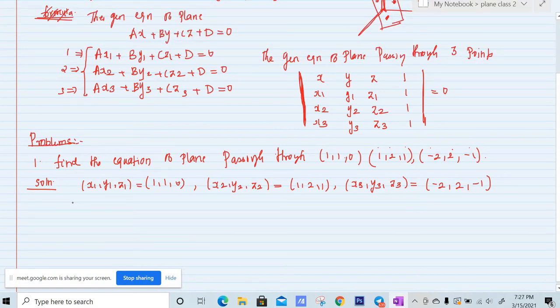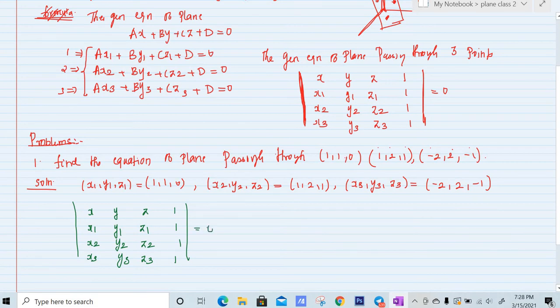So we know that the equation of a plane passing through 3 points is the determinant of x, y, z, 1; x1, y1, z1, 1; x2, y2, z2, 1; x3, y3, z3, 1 equal to 0, right? Now we will solve this equation.